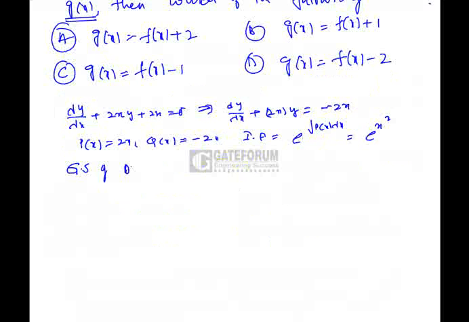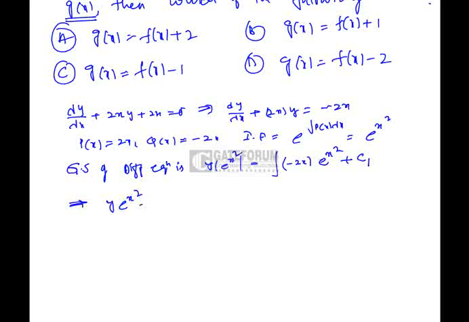Now the general solution of this differential equation is y into the integrating factor, which is e power x square, equals integral of q of x, which is minus 2x, into the integrating factor e power x square, plus some constant c1. Now this can be written as y into e power x square equals, we know the differentiation of x square is 2x, so it is in the form of f dash x into f of x, which is f of x. So it is e power x square with negative sign plus c1. Now this can be written as y equals minus 1 plus c1 by e power x square.